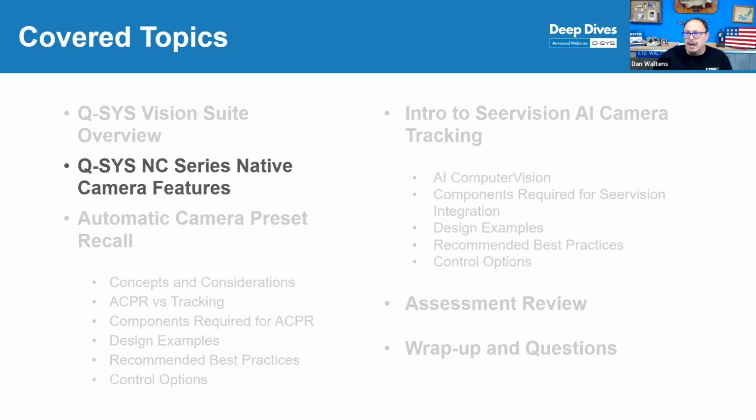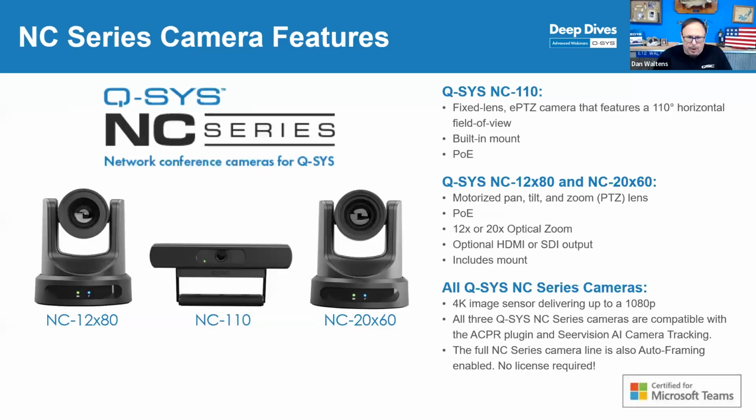So let's talk about, first off, the NC series native camera features. We have 3 different variants of our cameras. On the left, you see the NC 1280. On the far right, you see the NC 20x60. We try to make our naming conventions make some sense.